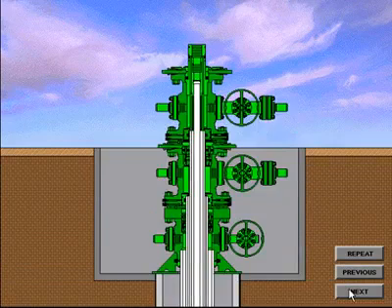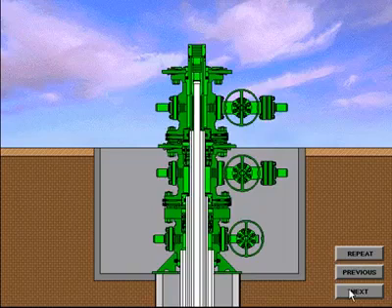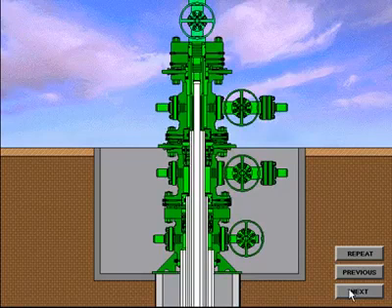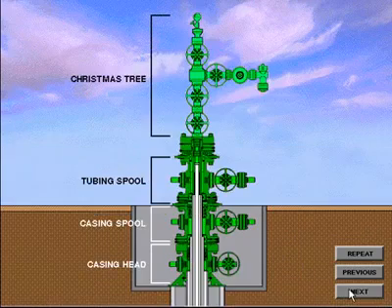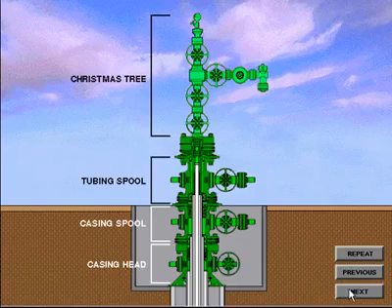To install the Christmas tree, determine the direction the Christmas tree should be installed, pick it up, level it, and lower it over the extended neck of the mandrel tubing hanger. The Christmas tree is nippled up to the tubing spool, and the connections and seals are tested. The well is now ready for production testing.